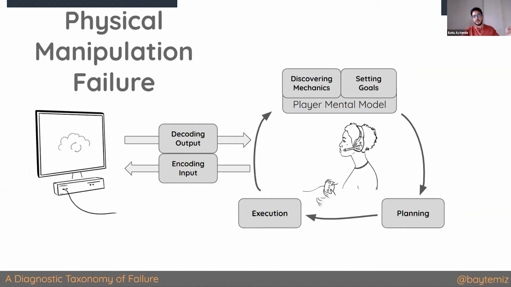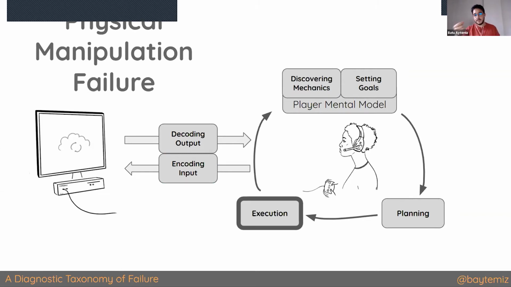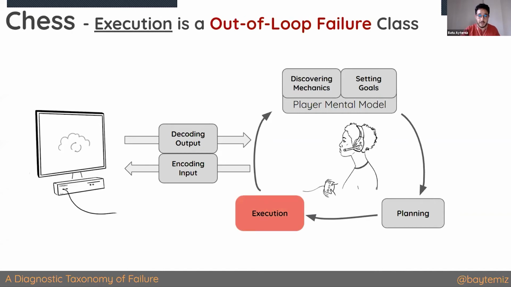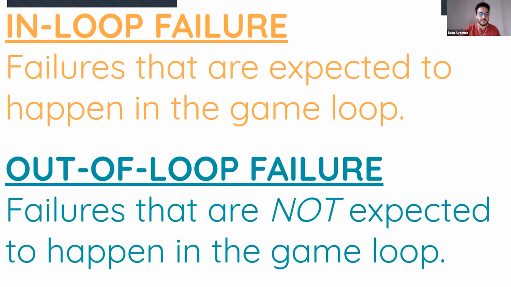So let's go back to our physical manipulation failure. It is an execution failure, right? You decide to pick a piece and then you fail in moving that piece. So in Jenga, execution is an in-loop failure class. What I mean by that is if while playing Jenga you have a physical manipulation failure, you drop the piece, that's okay. That is supported by the game. Whereas in chess, execution is an out-of-loop failure class. You really shouldn't be dropping chess pieces, ideally. Although that would be an interesting variant. Let's have AIs play that. So these are the ideas that we want to carry forward.